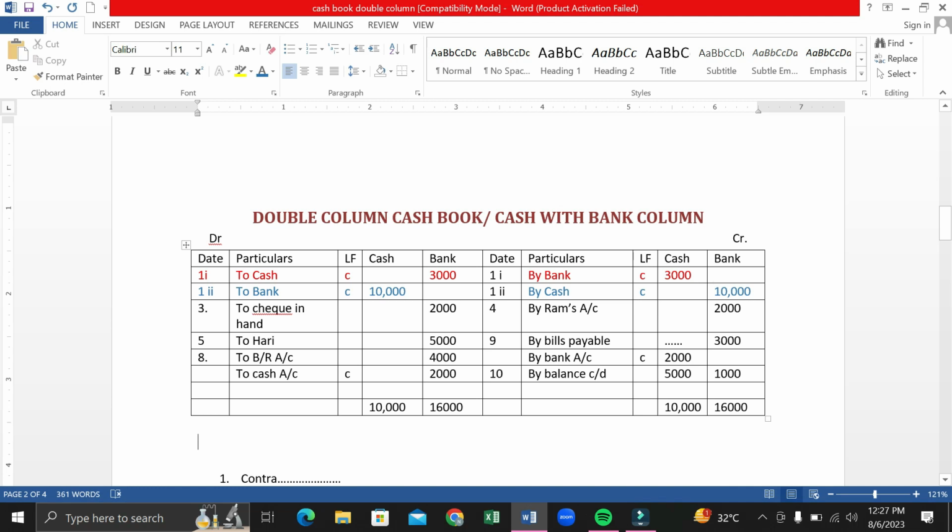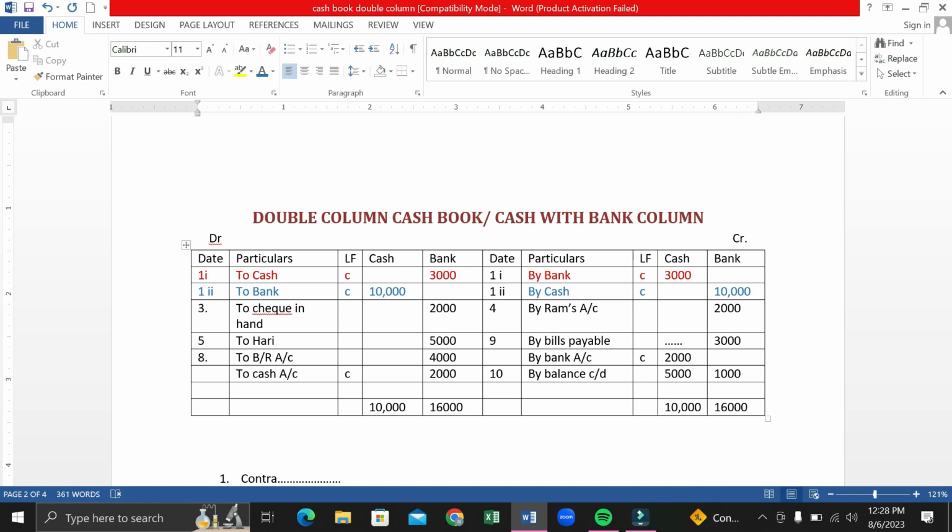Now there are a few more journal entries, or transactions, which also affect the cash book. The remaining 8 or 9 entries: if these remaining 9 entries are clear to you, remember one thing, the basics of the cash book will be clear to you, and after that you just have to practice.